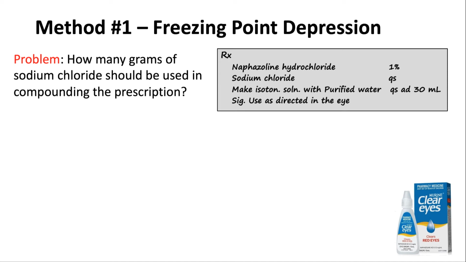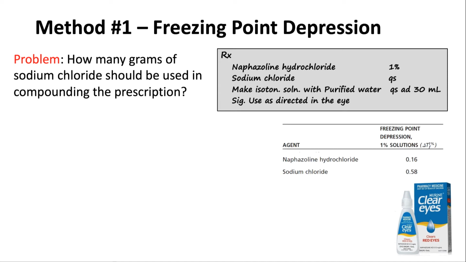And we're going to use this again as an eye drop to help get rid of red eyes. The naphthazoline is a kind of vasoconstrictor to get the red eyes effect out. Okay, so we're starting again with the freezing point depression method. Let's go to our reference source and see that our two items in our formulation include the naphthazoline, which has a freezing point depression of 0.16, and sodium chloride, which has a freezing point depression of 0.58. And again, both of those are for a 1% solution.